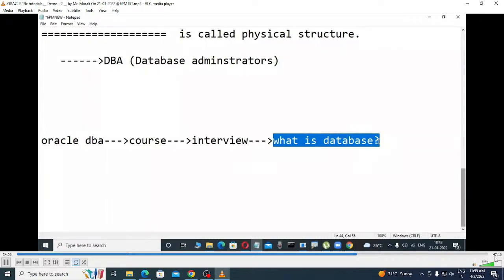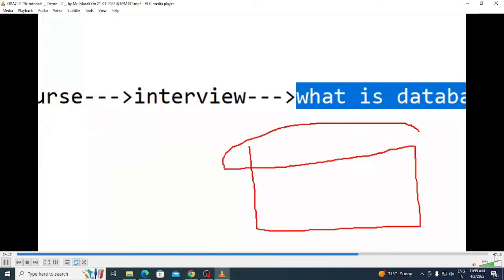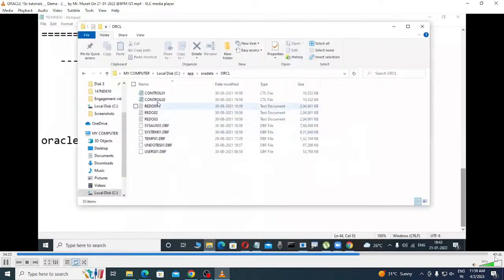That is the logical side. I am not telling only that; I am telling the physical side too. Whenever I'm installing Oracle software, automatically some physical files are created on a disk, and that is visible. Observe here: data files, control files, redo log files are there or not.